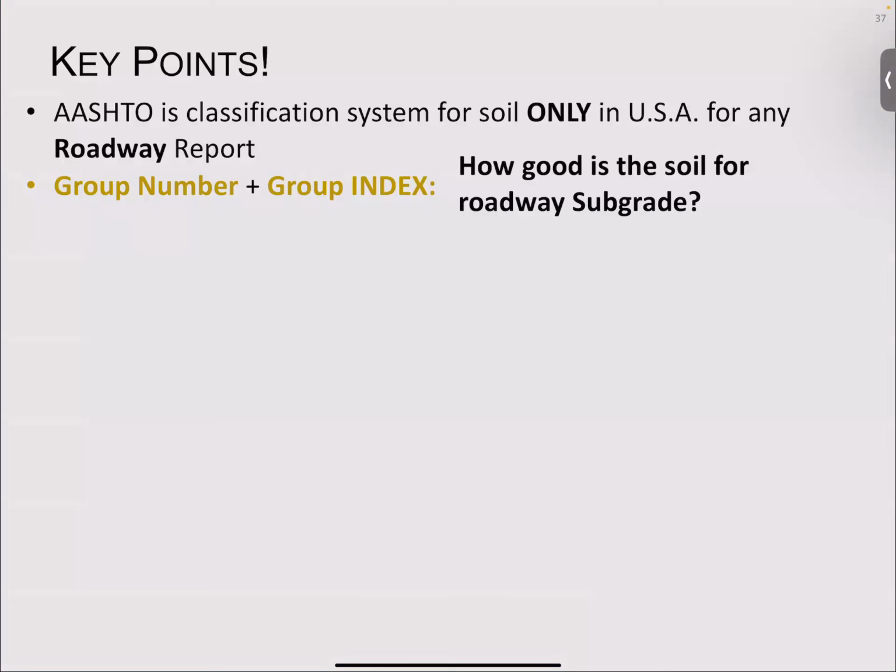So the key points to AASHTO, again, this is only for roadway reports. So FDOT is going to care about AASHTO classification. But if you're building a bridge for FDOT, if you're building an MSE wall or retaining wall, you still use the USCS classification. So this is only for roadways. So FHWA and just general driving roadways, any place where you care about the subgrade.